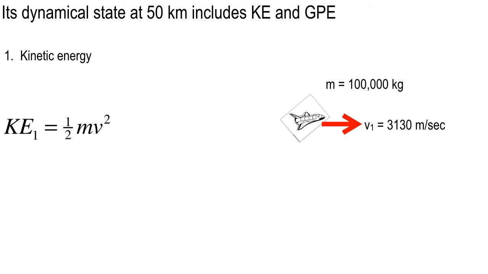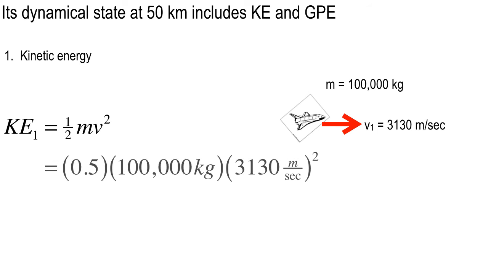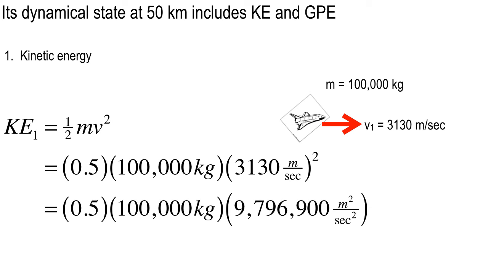So here we go, 1/2 mv squared, KE1, 1/2, and then the mass of 100,000 kilograms, and then the speed, V1, quantity squared, 3130 meters per second, quantity squared. Go ahead and verify me on your calculators if you have your calculator handy. 3130 quantity squared is 9,796,900.